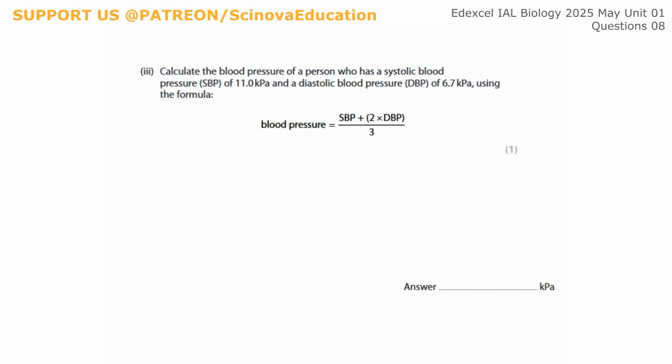Calculate the blood pressure of a person who has systolic blood pressure of 11 kilopascal and a diastolic blood pressure of 6.7 kilopascal using the formula. This one, get the values and get the answer.